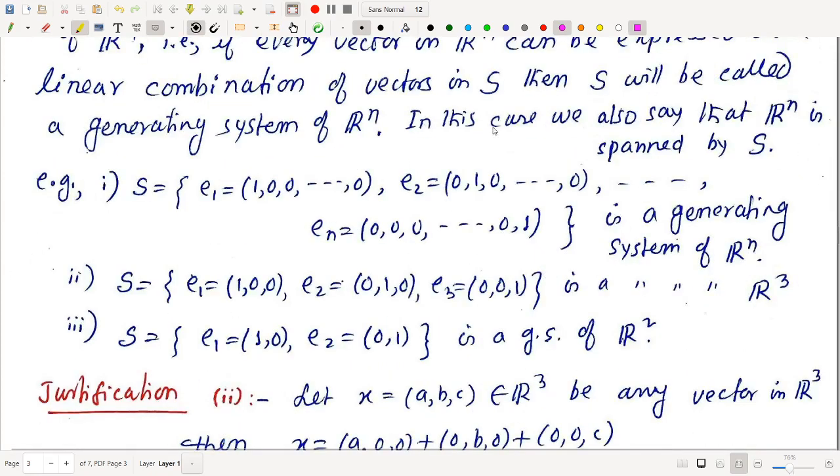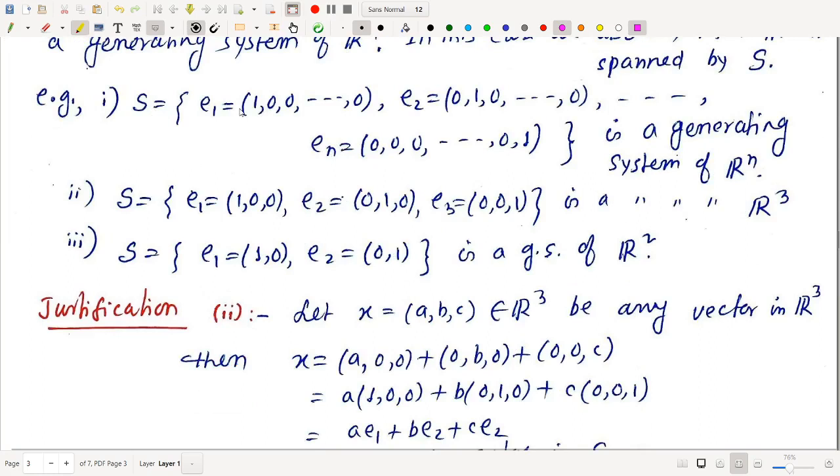So similar is the case. For example, abstract example, let us see S equal to the set containing e1, e2, ..., en. What is e1? e1 is first component is 1 and all other components 0. e2 means second component is 1, all other components 0. en means last component, nth component is 1, all other components 0. And this set is a generating system of R to the power n dimensional space, Euclidean space.